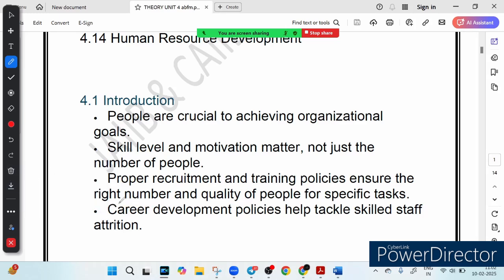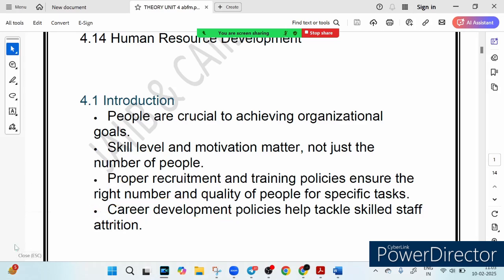And now career development is the key. If you don't help employees grow, they will walk out the door. That is why good career policies are essential to retain skilled employees. If you want to retain a skilled employee, a good career development process should be there. That is called career development.